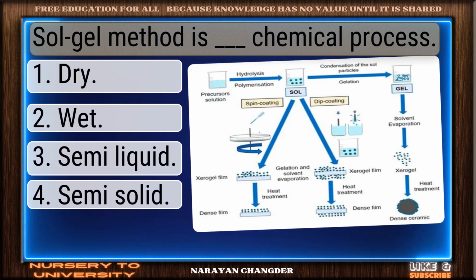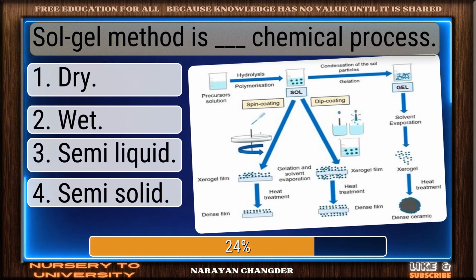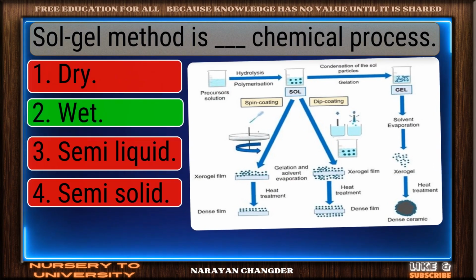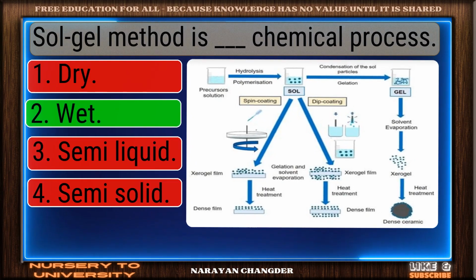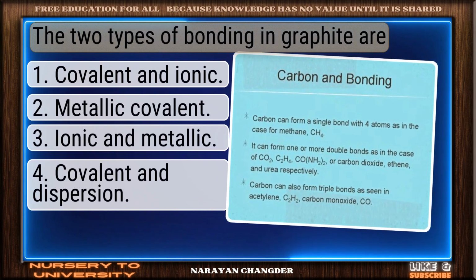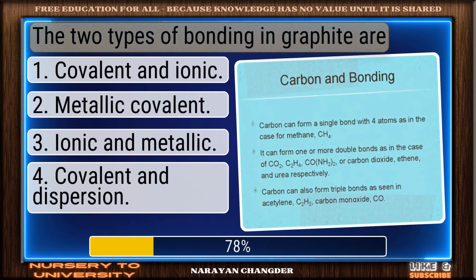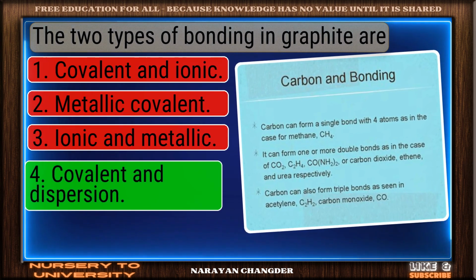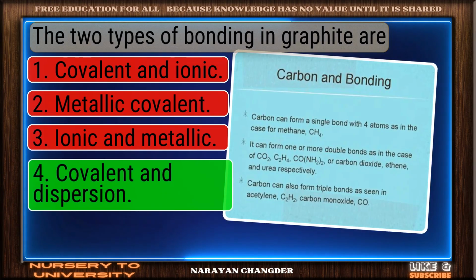Sol gel method is dash chemical process. Excellent choice. Wet is the right answer. The two types of bonding in graphite are? Valid point. Covalent and dispersion is true.